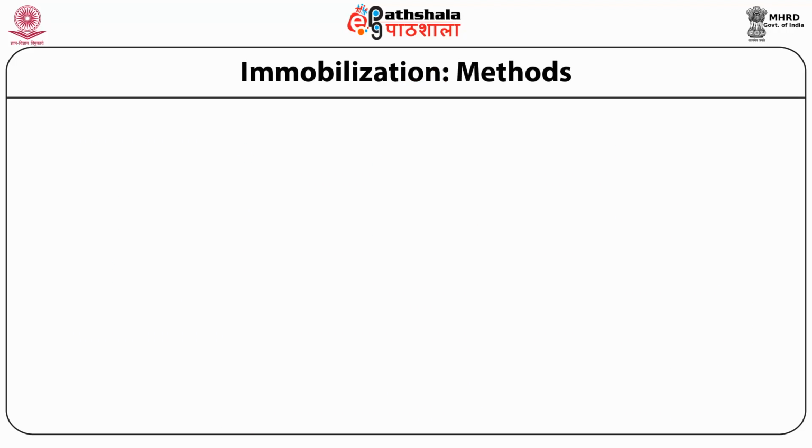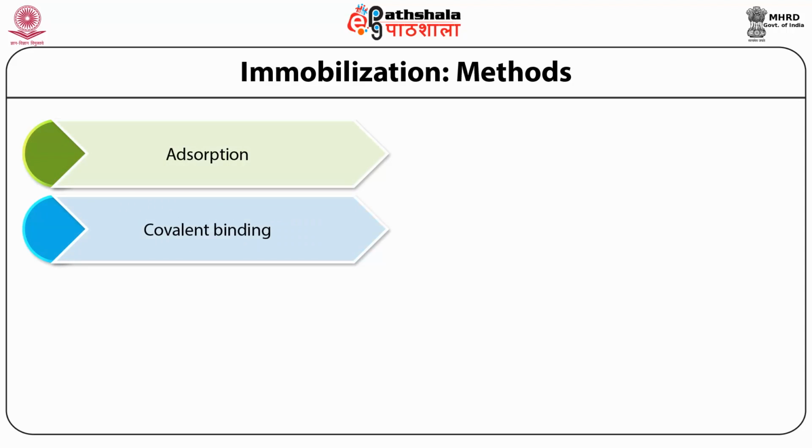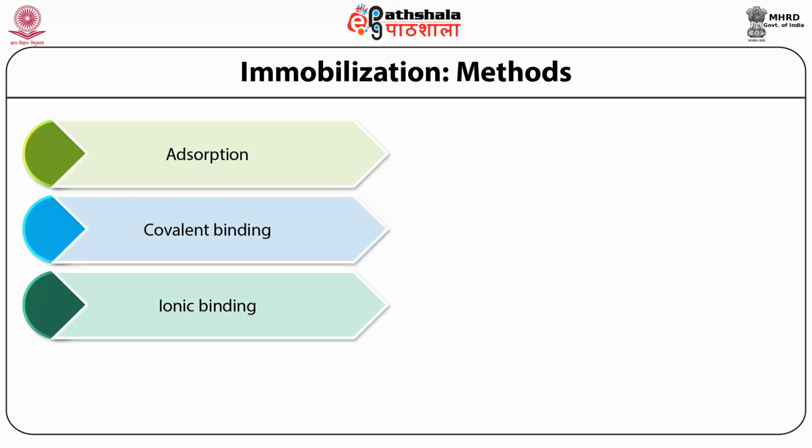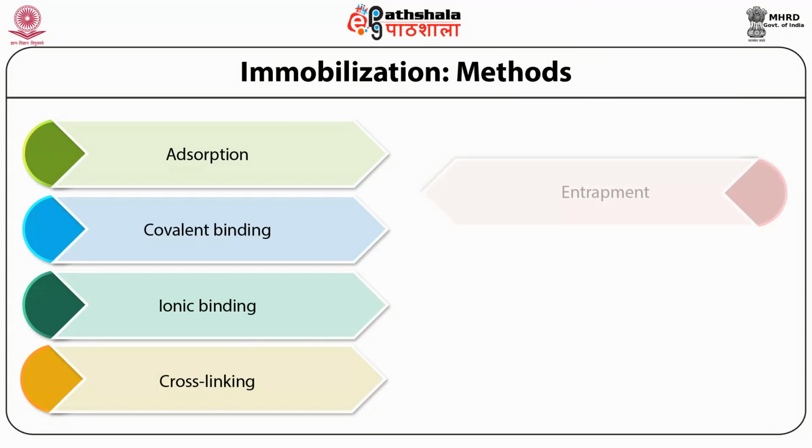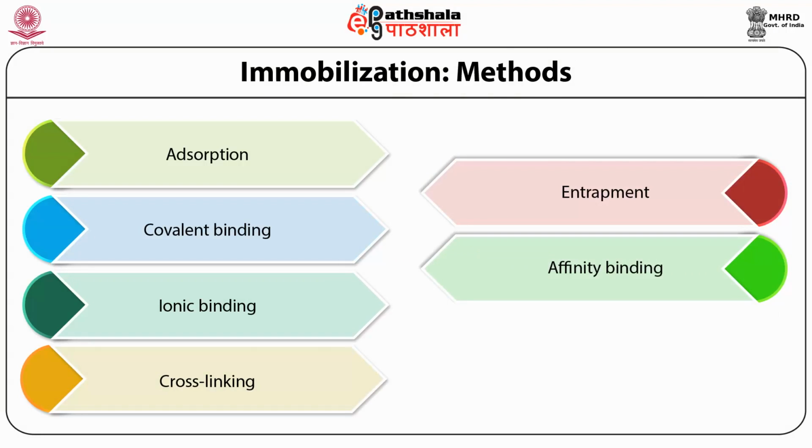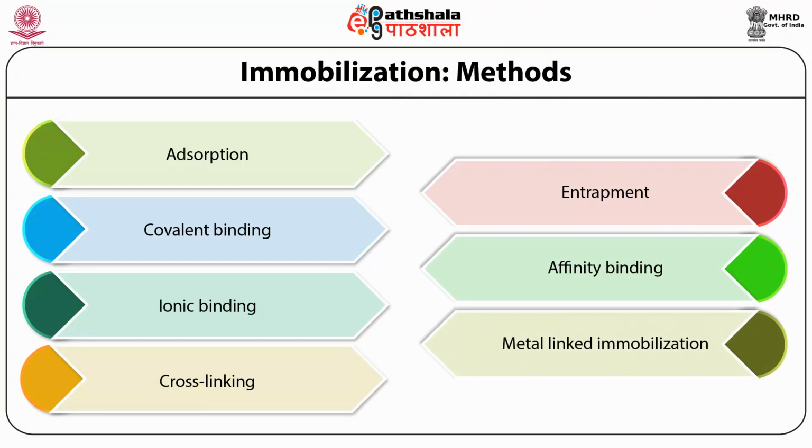What are the different immobilization methods that are used? Immobilization methods are based on the following principles. It may be based on adsorption, covalent bonding, ionic bonding, cross-linking, entrapment, affinity binding, or metal-linked immobilization.